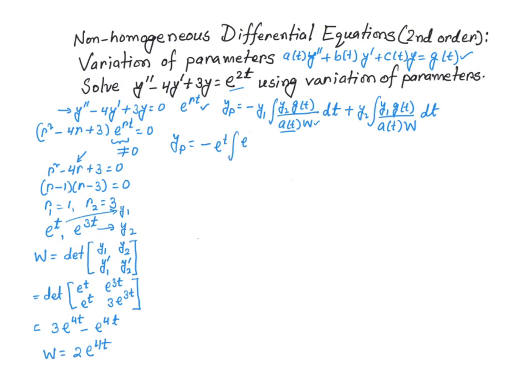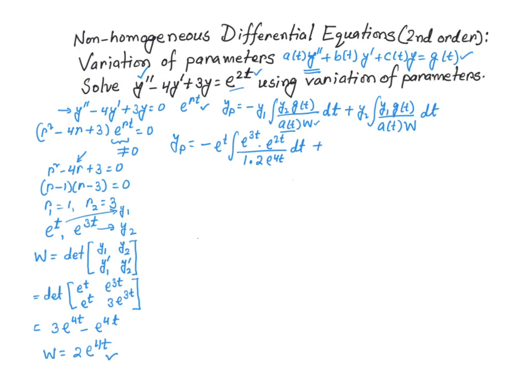integral e to the power 3t, y2, remember? And then g of t is e to the power 2t right here. That's the non-homogeneous part in the equation, the right-hand side, e to the power 2t, all of it divided by a of t. Remember, a of t is the coefficient of y double prime. In our case, the coefficient of y double prime is nothing but 1. So it's going to be 1 times W. W is 2 e to the power 4t. 2 times e to the power 4t, and dt.